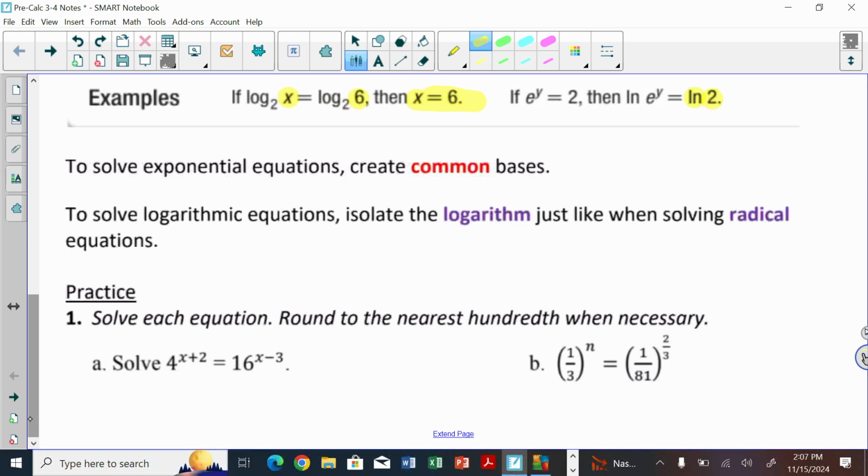All right, to solve these, what we're going to do, we're going to try to create common bases. Like we said, we kind of did that a little bit in 3.2. We're going to try to create common bases with exponentials, so that's the key, again, exponential functions. And when we're doing logarithmic ones, we want to isolate the logarithm, just like we do when we're solving radical equations in the last chapter, right? We wanted to isolate the radical, here we want to isolate the logarithm.